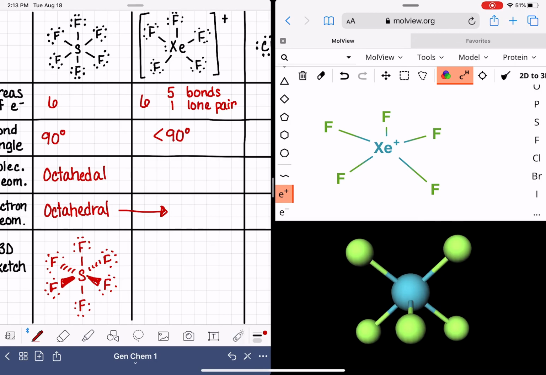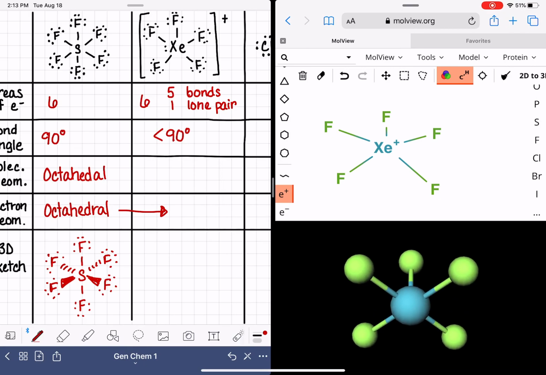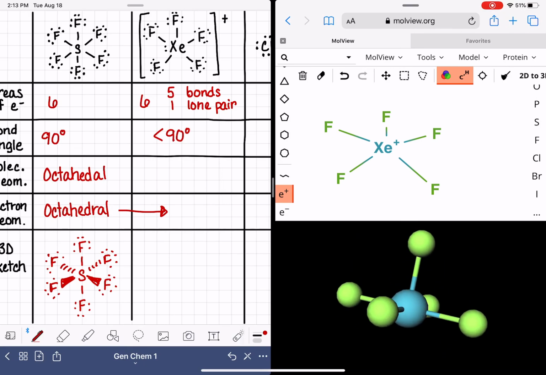The name of the molecular geometry comes from viewing the molecule from this perspective, and we can see that it is kind of a pyramidal shape if you imagine connecting the fluorines to each other. This pyramid has a square-shaped base, so we call this molecular geometry square pyramidal.